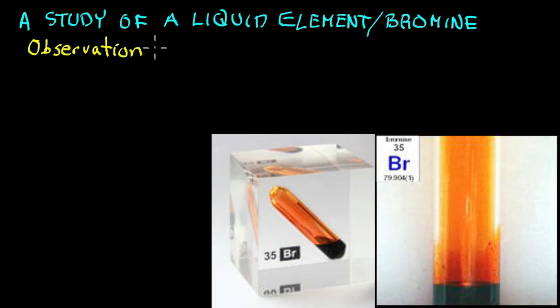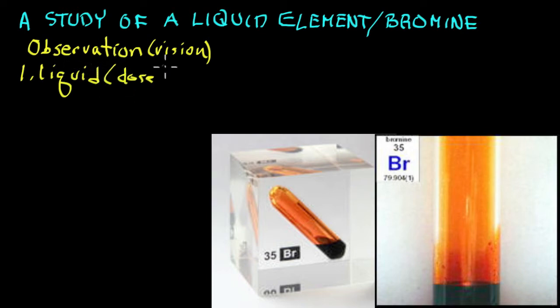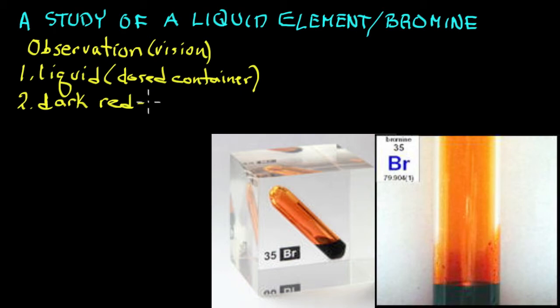So vision is about the main sense that we're going to use. In fact, if you look at bromine, you'll notice the first thing about it is a liquid. It is in a closed container. It appears to be closed. And this is one of the main things, it's a dark red-brown color.